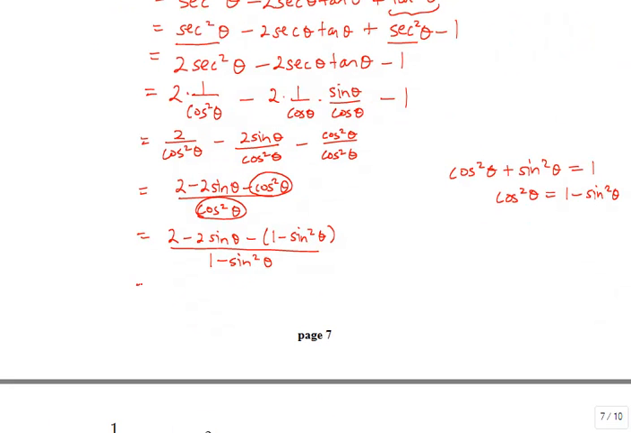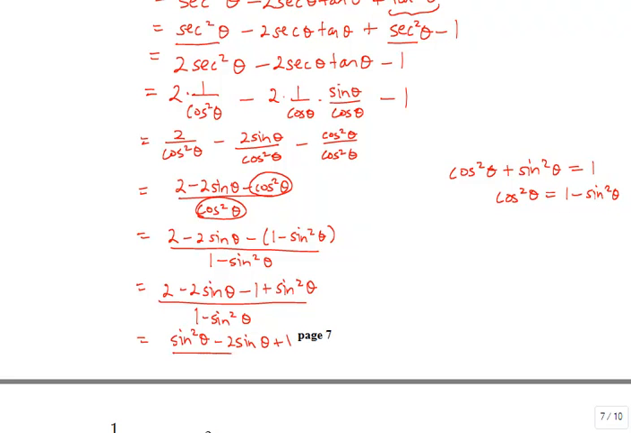If we distribute on the top, we get a minus 1 plus sine squared theta. Let's go ahead and put this in descending order. I'm going to put that sine squared first, then I'm going to put that minus 2 sine theta term next, and 2 minus 1 is positive 1.